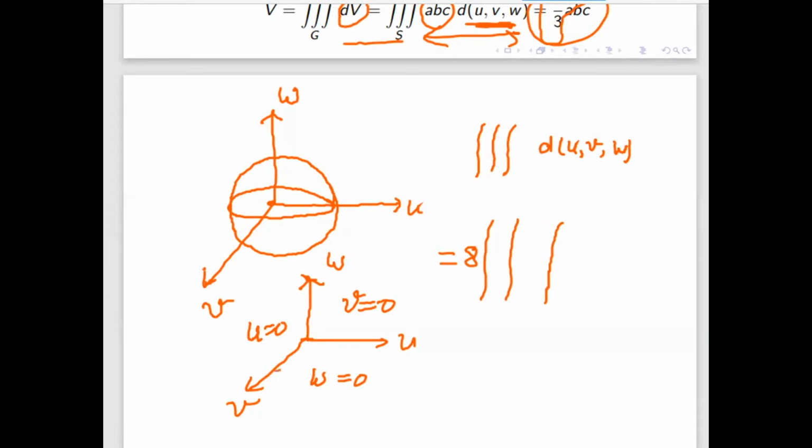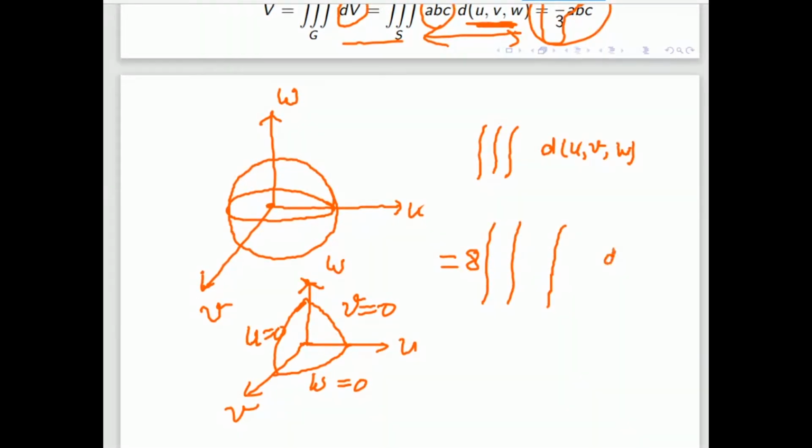So at the bottom it will look like something like this. It will look like something, that is the portion of sphere. So now what will be the limit of z? It will start from the limit of w, dw, then dv, and then du.